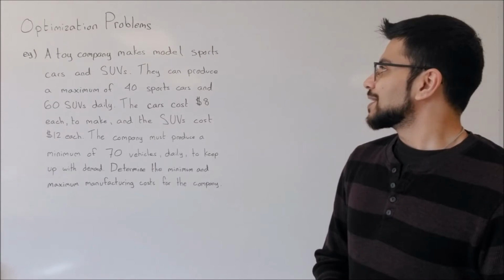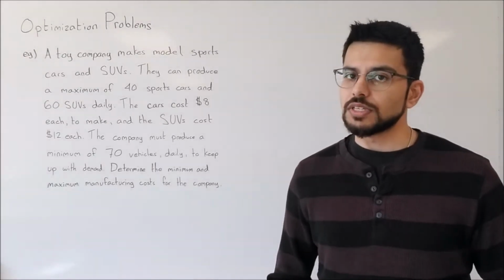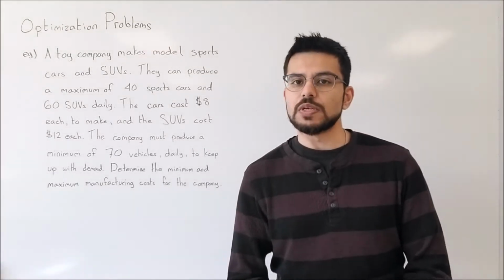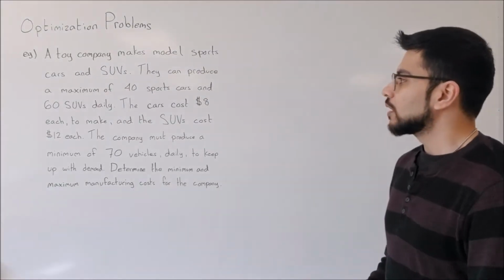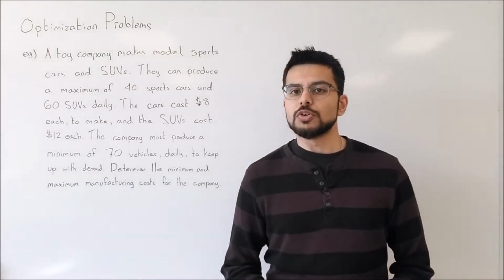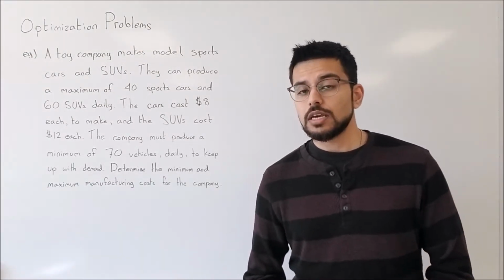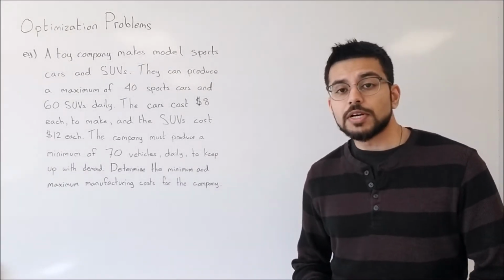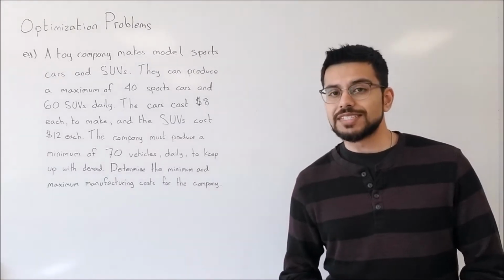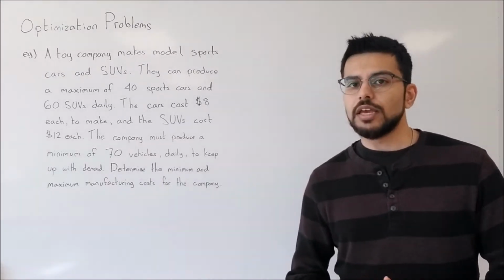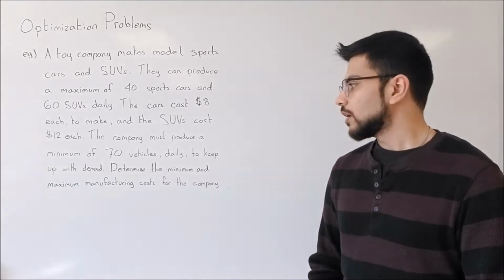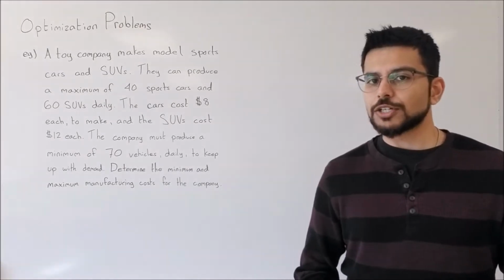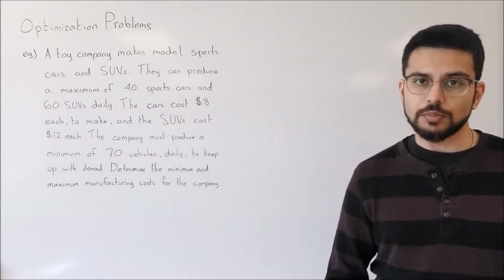There's a toy company that makes model sports cars and model SUVs. They can produce a maximum of 40 sports cars and 60 SUVs on a daily basis. The cost for producing one of those cars is $8, and it's going to cost them $12 to produce an SUV. The company must produce a minimum of 70 vehicles per day in order to keep up with demand. What we want to know is what the minimum and maximum manufacturing costs could be for this sort of company.